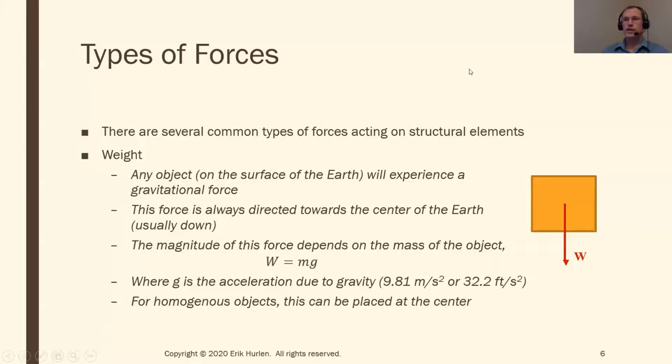In the very rare case where the object's not homogeneous, we don't really deal with that too often in this class, but if you do see a problem like that, then the weight just has to go at the center of mass, which may not be the actual geometric center, but the weight's always placed at the center of mass. And we'll talk about that a little bit later, a few weeks from now.